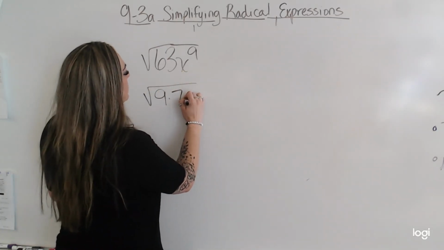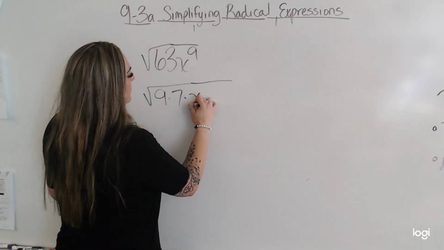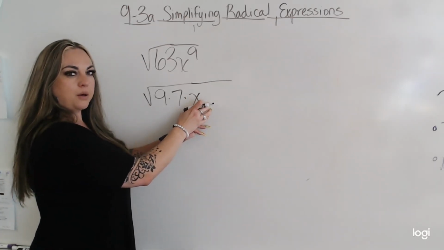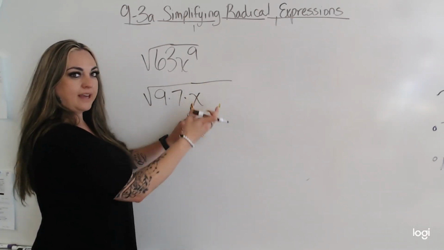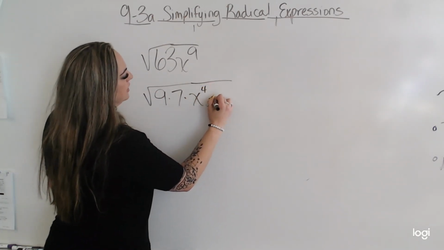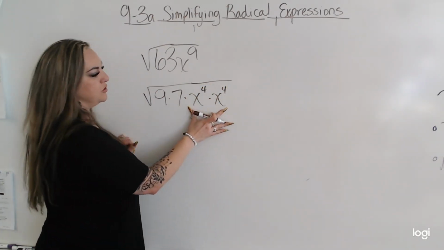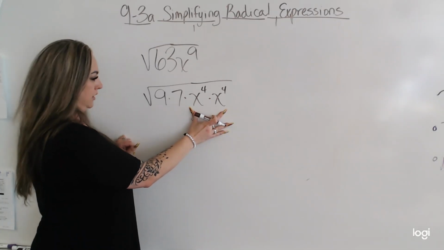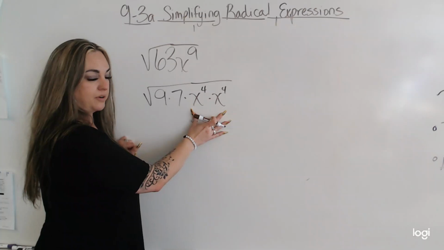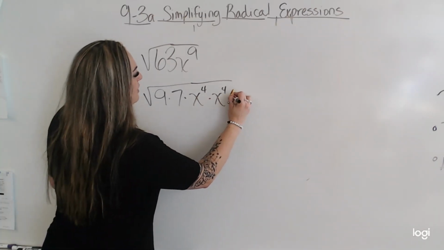And then x to the 9th, remember when you're multiplying expressions with the same base, you add the exponents. So we need to equal 9. So we can pull out 2 of the x to the 4th, which is x to the 4th squared, right? That gives us x to the 8th. Then you have 1 x left.